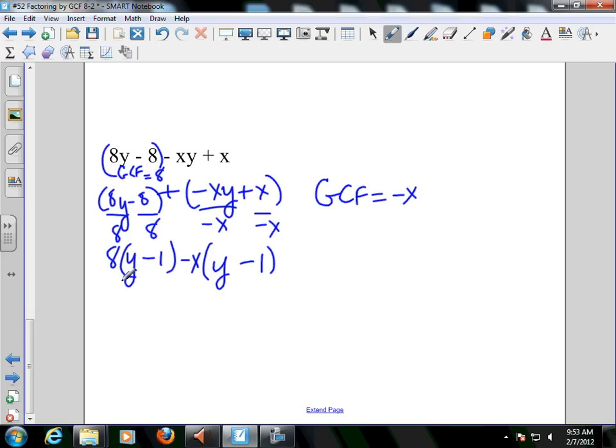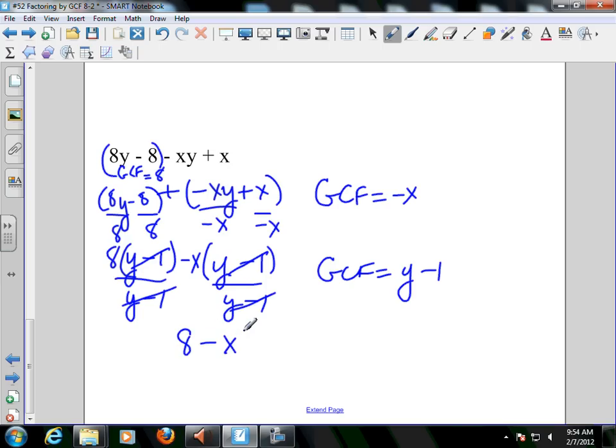Now we have a common binomial factor. So our new GCF is y minus 1. Okay. And we're going to divide by y minus 1. And so we end up with 8 minus x, and then we can put the y minus 1 either in front or in back of it.